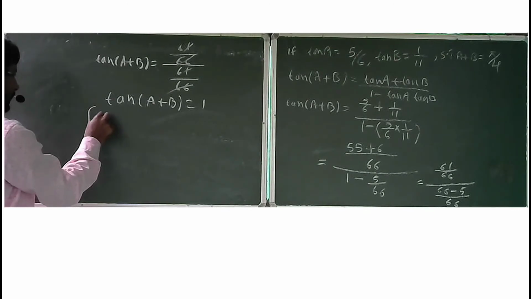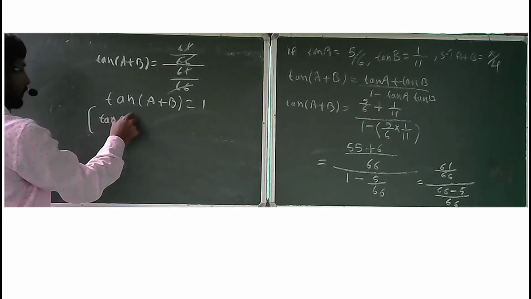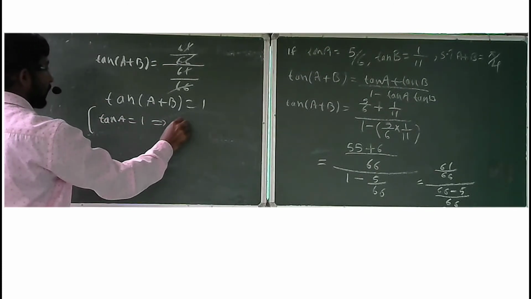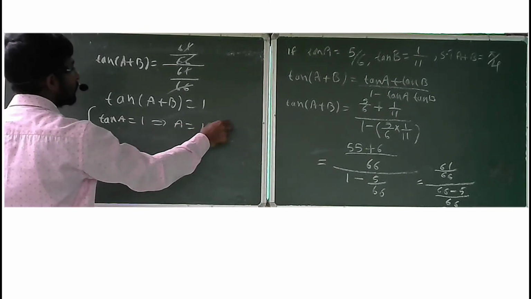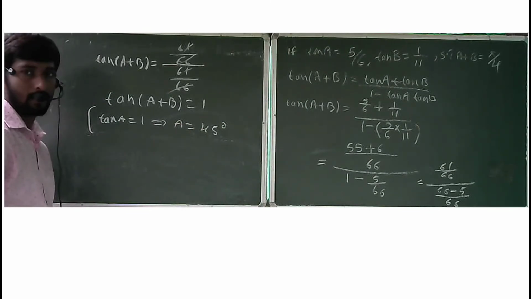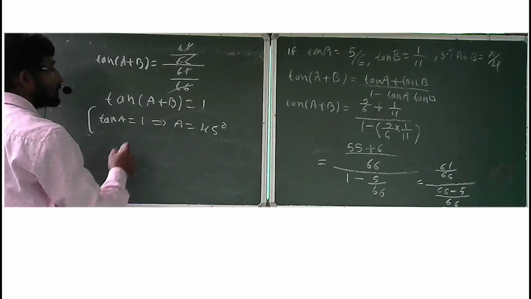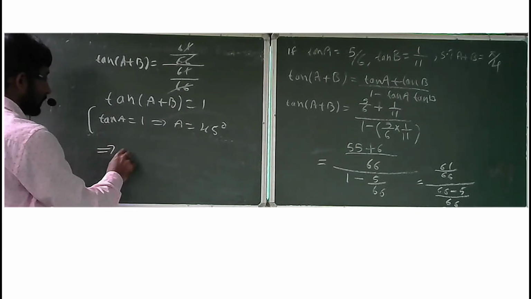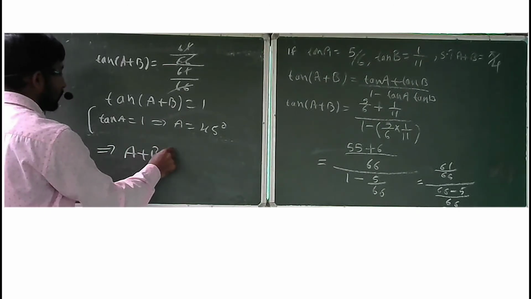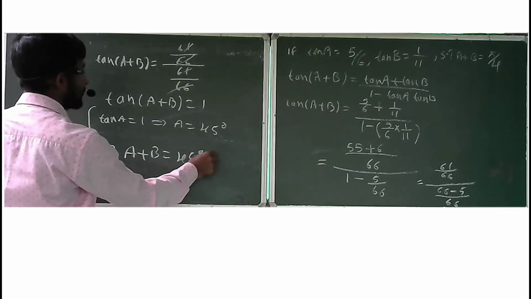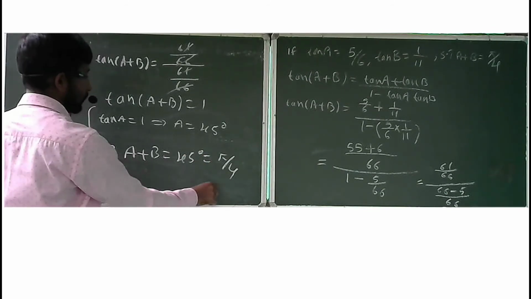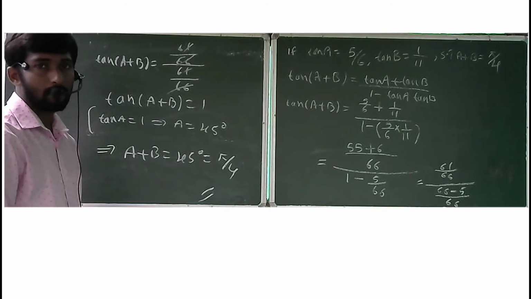Very simple, see. Tan a equal to 1. That implies what's the value of a? A is equal to 45 degree. Similarly, tan of a plus b is equal to 1. That implies a plus b is equal to 45 degree, which is nothing but pi by 4. This is the solution for the given question.